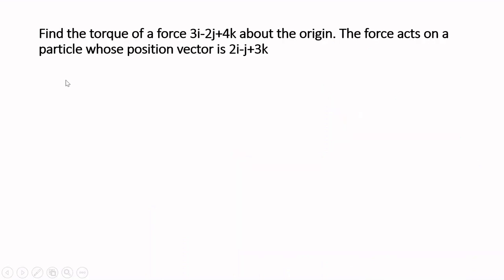In this question, find the torque of a force 3i minus 2j plus 4k about the origin. The force acts on a particle whose position vector is 2i minus j plus 3k. So here what is given for us is the force and the distance. So what we have to do is find the torque by the relation tau is equal to R cross F.